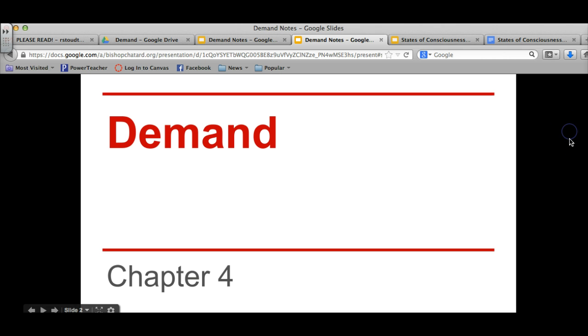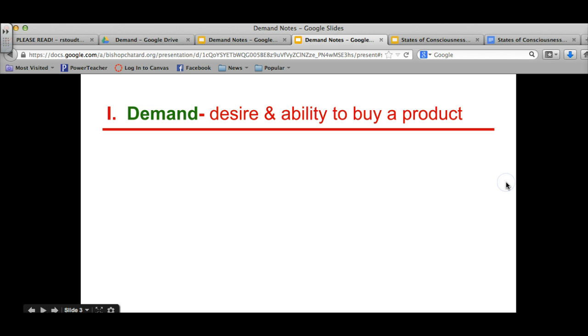So to start off with, we have to actually define what demand is. I asked you in your warm-up what you thought demand is, but we need a formal definition here. So notice that demand is in green and bold. I tried to make sure that anytime we talk about terms, it's a different color than the rest of the stuff, so you recognize that it's a special term you need to know.